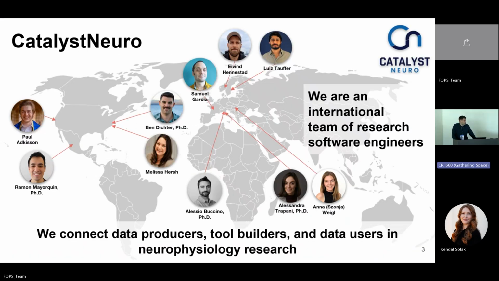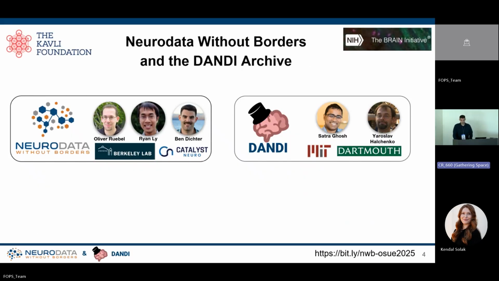So this is really the core mission behind a company that I founded about 7 years ago called CatalystNeuro. So we're an international team of research software engineers, and we connect data producers, tool builders, and data users in neurophysiology research. So the main technologies that we specialize in are NWB and DANDI. NWB stands for Neurodata Without Borders, and this is a data standard for neurophysiology that allows the data to be standardized and shared across groups all over the world. And the DANDI archive, which is an archive and collaboration space for neurophysiology and behavioral data.